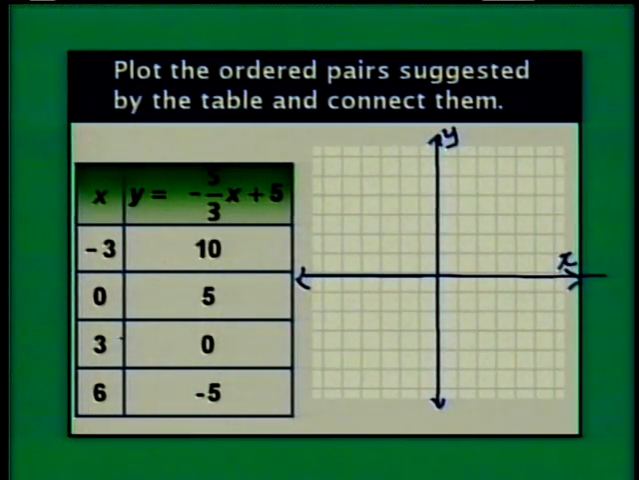Looking at the x values in the table, I need to plot -3, 0, 3, and 6 for my x values. If I count the tick marks on my x-axis, 1, 2, 3, 4, 5, 6, it looks like I can use a scale of 1 on my x-axis.